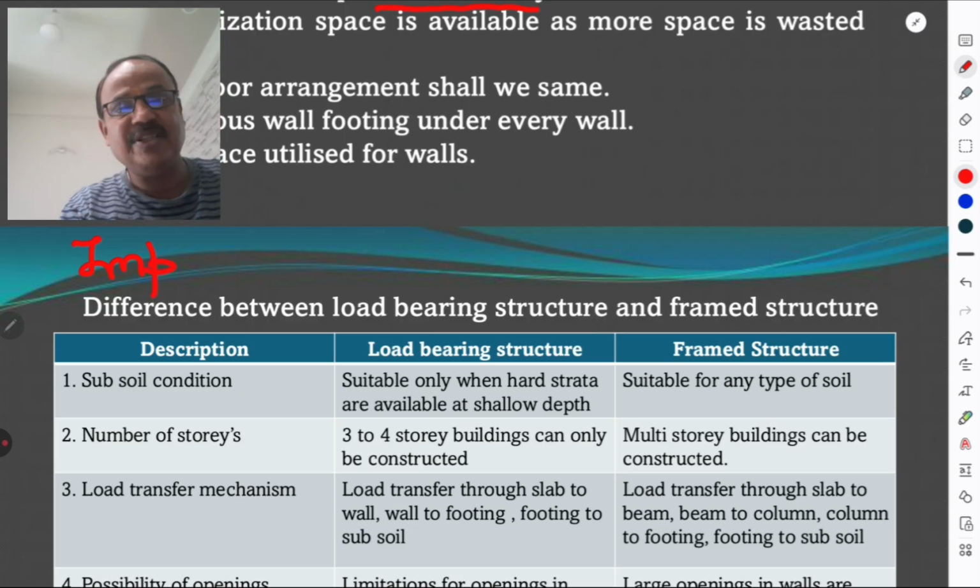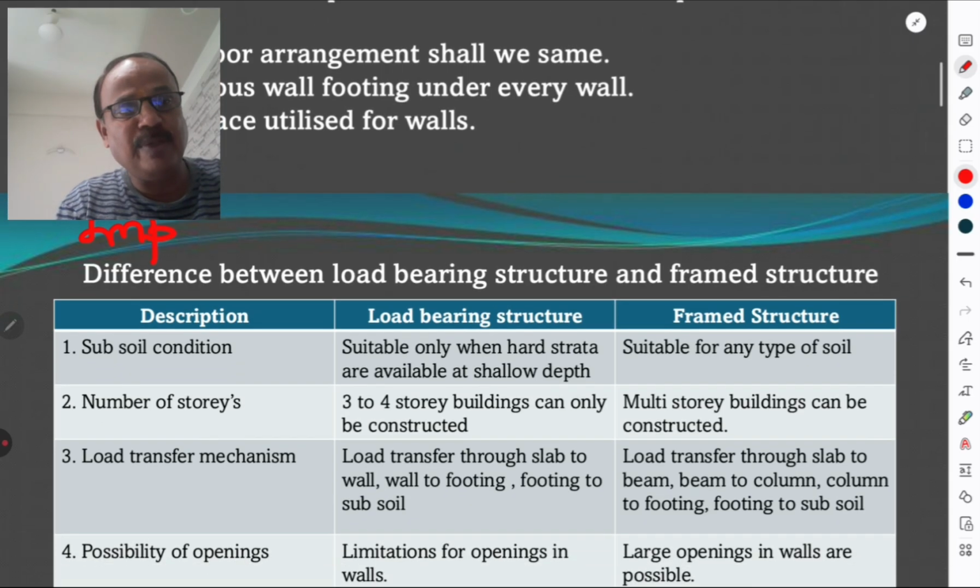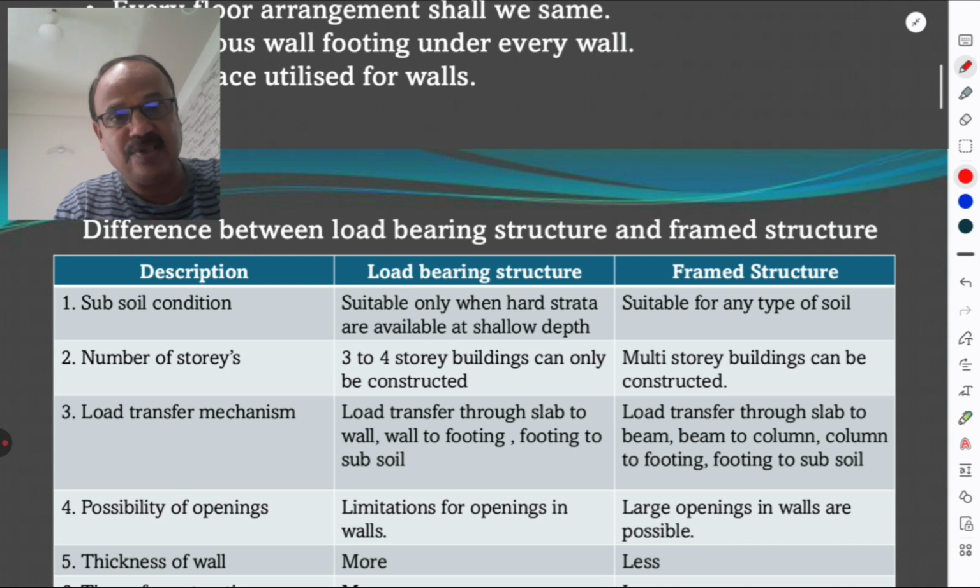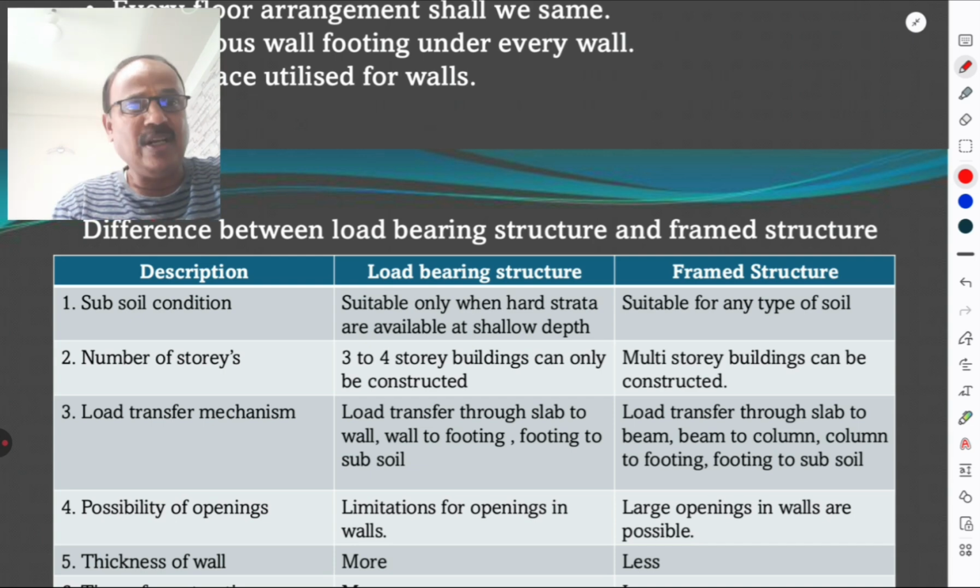All the time the question is asked that what is the difference between load bearing structure and framed structure. Subsoil condition. For load bearing structure it is suitable only when hard strata are available at shallow depth, and for framed structure it is suitable for any type of soil. Number of stories. 3 to 4 story building can only be constructed for load bearing, but for framed structure multi-storied building can be constructed.